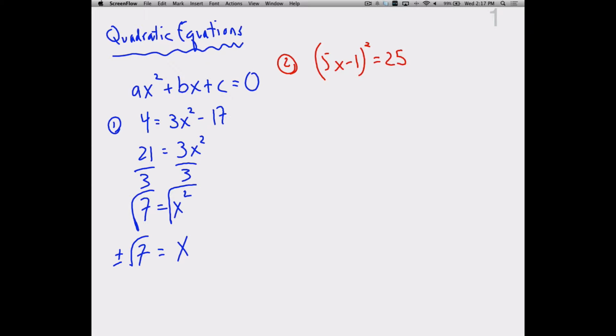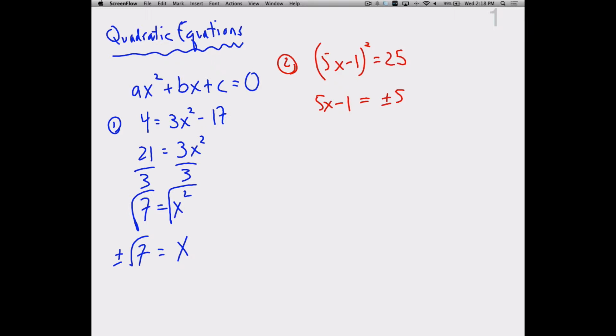What's the easy way? Just take the square root of both sides. What's the square root of anything squared? It's itself. What's the square root of 25? Plus or minus 5. Move the 1 to the other side.